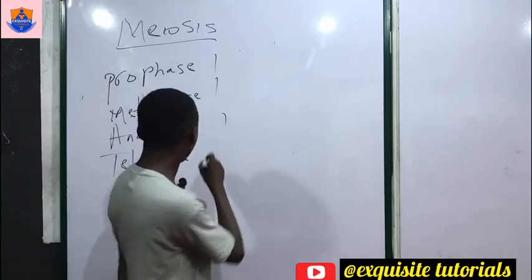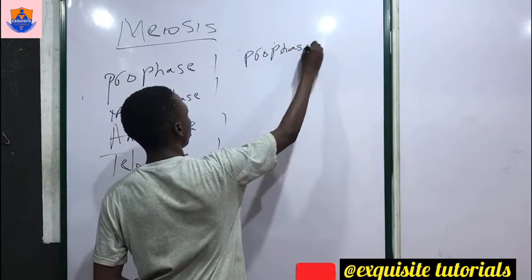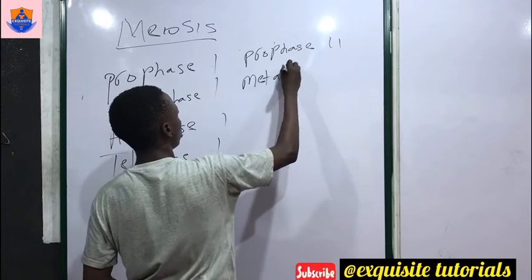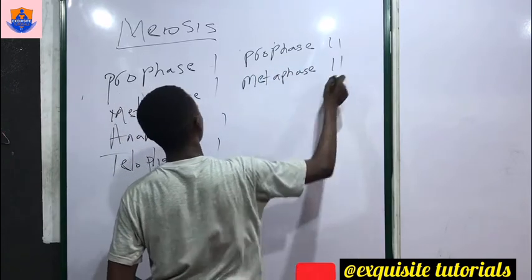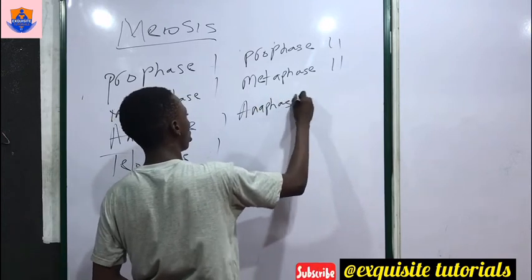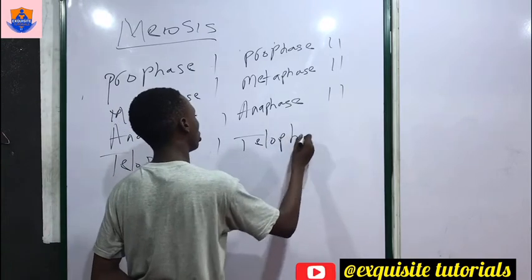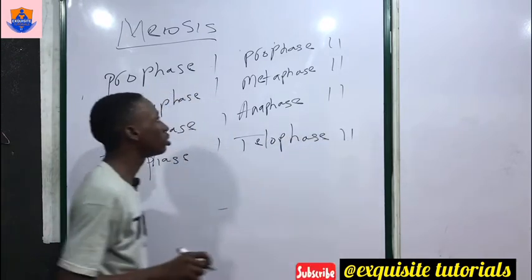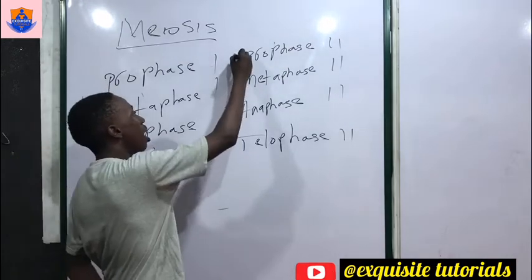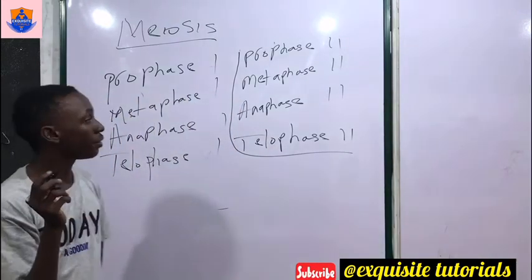Then we now have prophase 2, metaphase 2, anaphase 2, and telophase 2. Now note, prophase 2, metaphase 2, anaphase 2, and telophase 2 are exactly similar to the prophase, metaphase, anaphase, and telophase of mitosis.